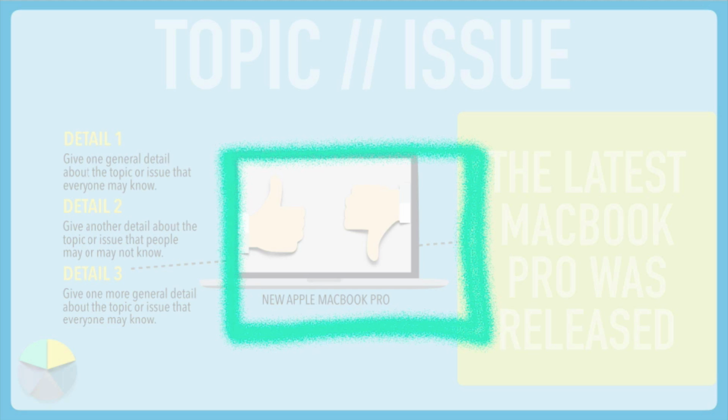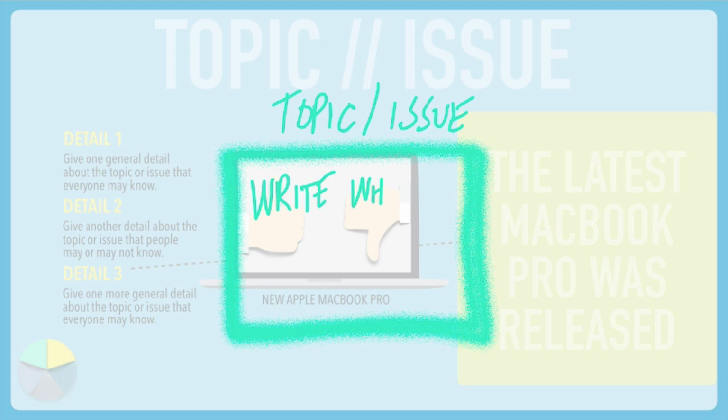Now this part is very simple. The only thing you should put on the screen for the topic or issue portion of your presentation is to write what the topic or the issue is. And one thing that you're going to do that's going to be very important is you're going to highlight the part that's the most important.